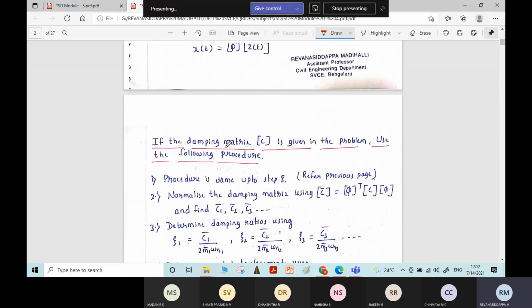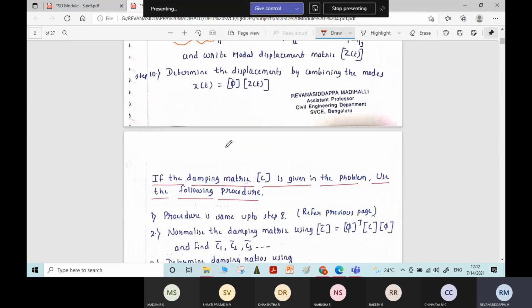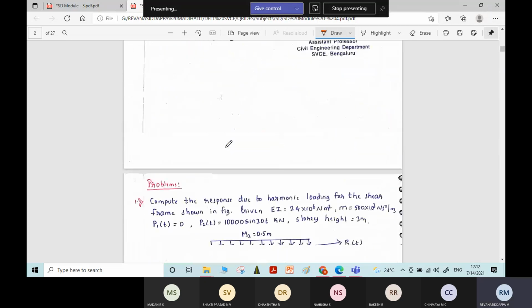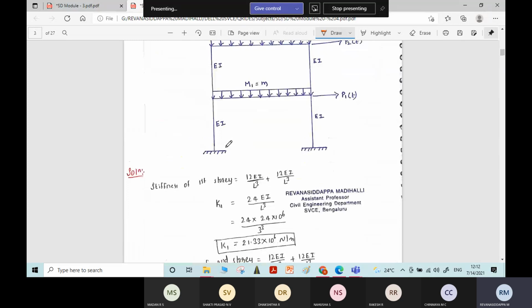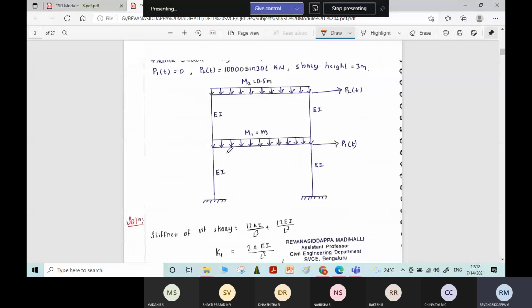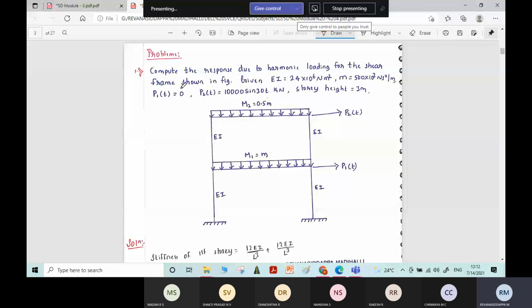I will go through one example. Here you can see a problem with forced vibration: compute the response due to harmonic loading for the shear frame shown in the figure. EI is given, M is given, and forces are given, P1 of t and P2 of t.